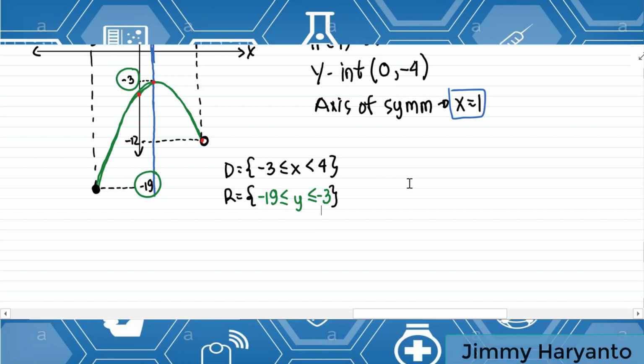Okay guys, I think that's it for today. Today I only taught you how to draw quadratic functions, and then you have to do the exercise. Do the exercise well so you can draw perfectly.